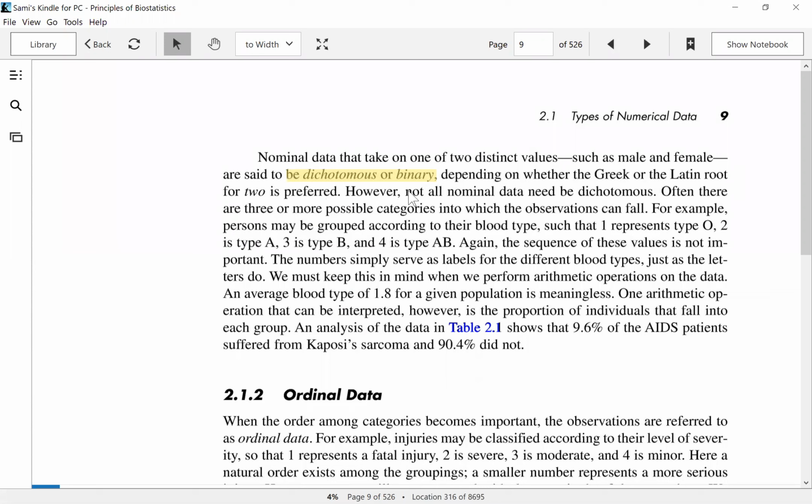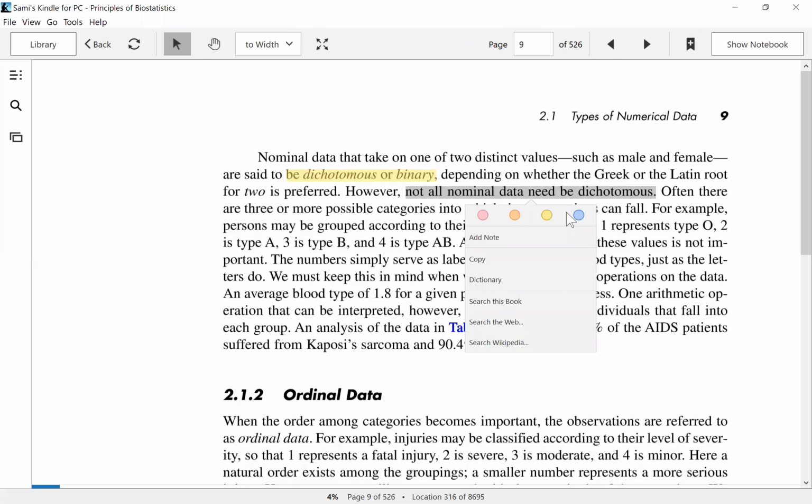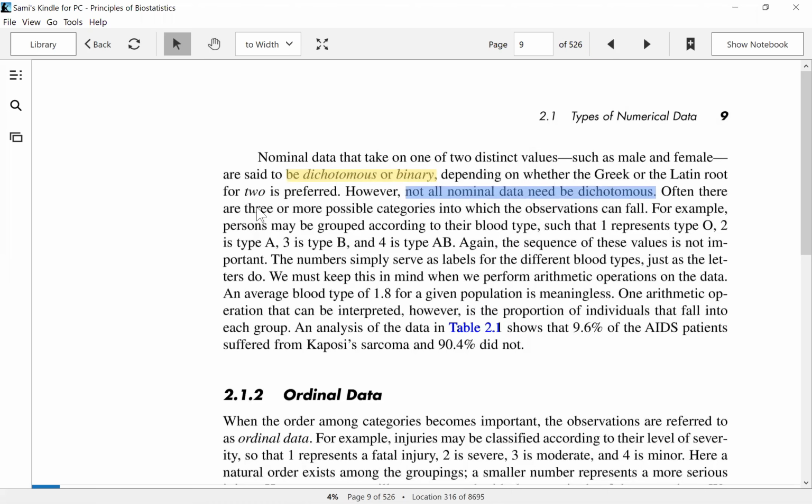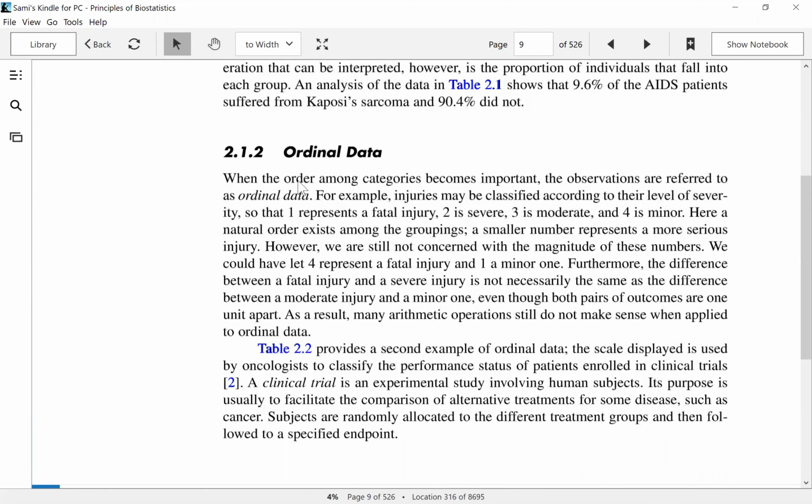However, not all nominal data need to be dichotomous. Often there are three or more possible categories in which the observation can fall. So ordinal data, that has an order to it. So when the order among categories becomes important, the observation will refer to ordinal data.